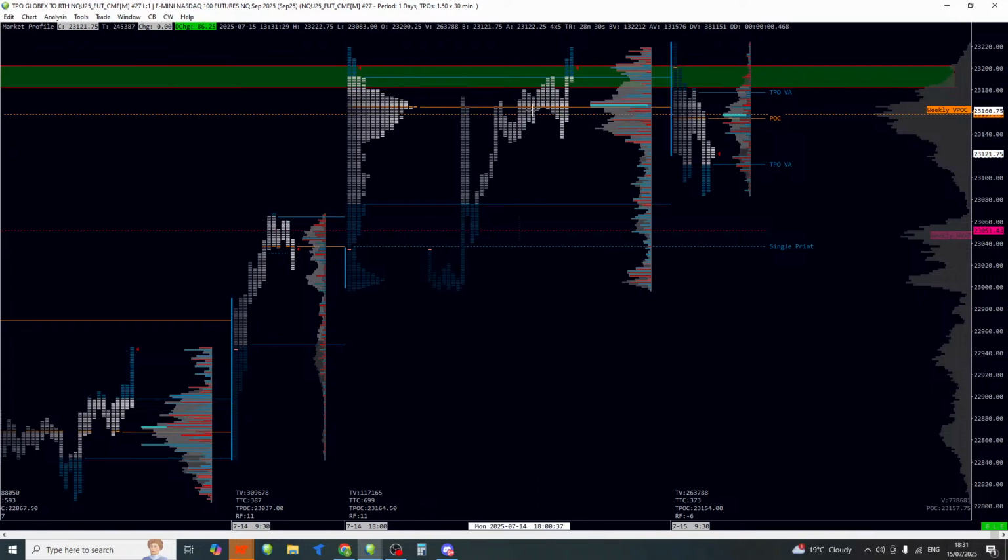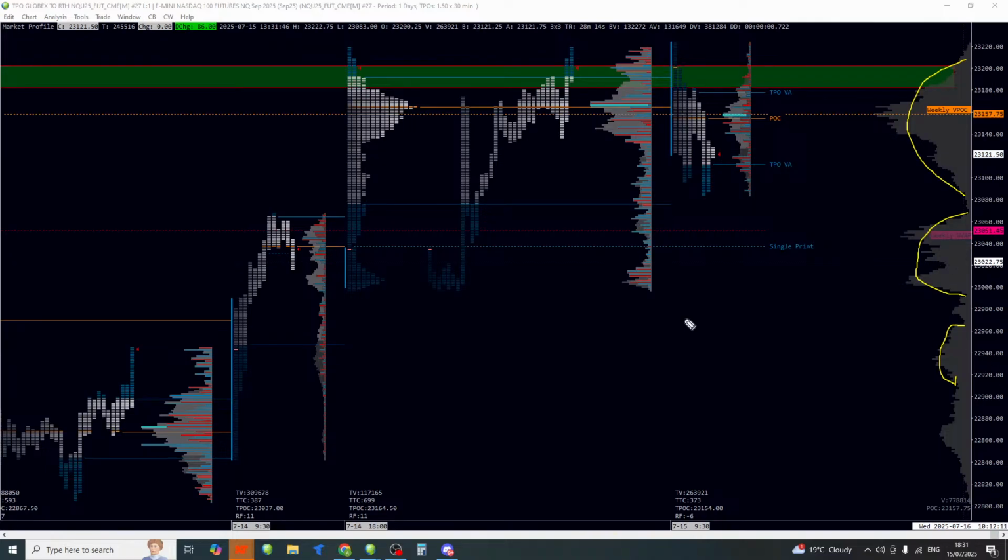This means where time is spent, the most value. And what we use these for is to identify where the value is, where the edges of these distributions are. Now a distribution, as I said, is these high volume areas. This is a distribution, this is a distribution, this is a distribution.